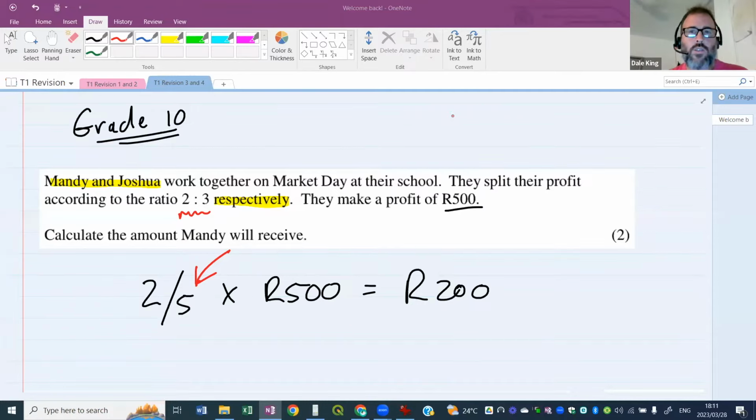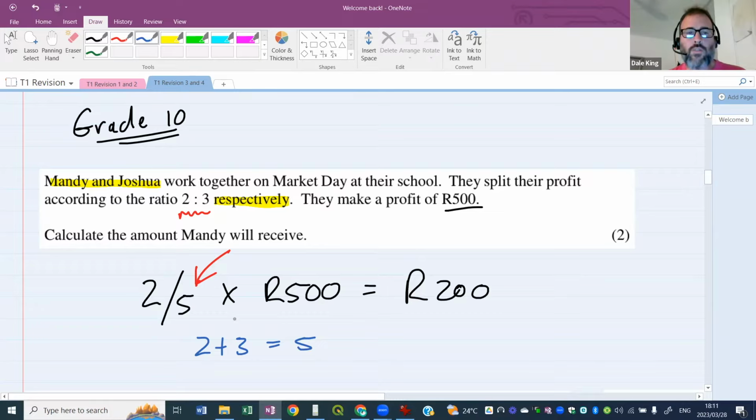All right, see these two parts of the ratio. Very good. You need to add them up. I'll show you how we do that. I'll write it in blue. So we're going to say 2 plus 3. There are 2 and 3 parts in this ratio. That gives us a total of 5. So that's where the 5 comes from.